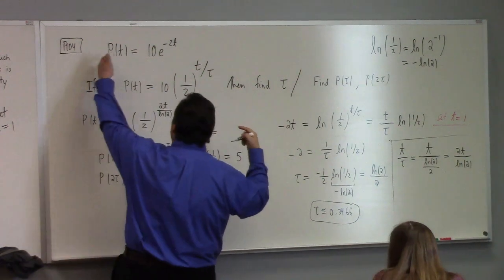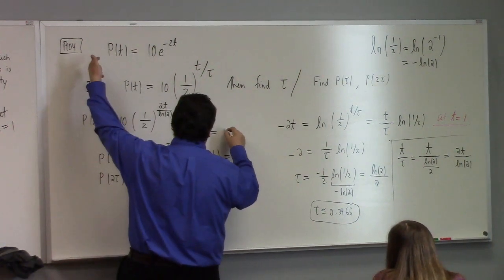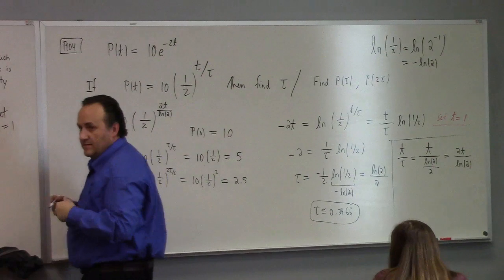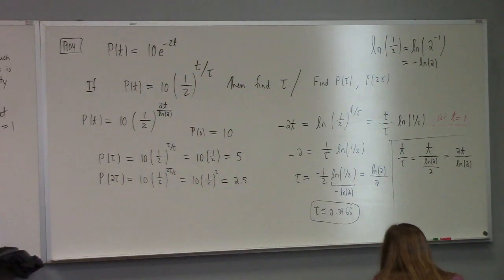What happens if you plug 0 into the formula? You get 10, right? So what we're looking at is like a population that's decaying, or it could be like radioactive decay, for example. You have 10 of the thing to start with.